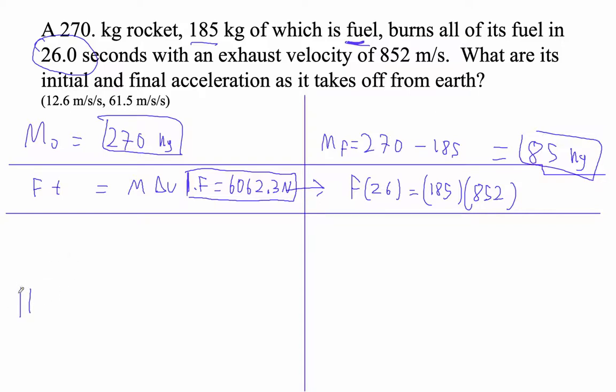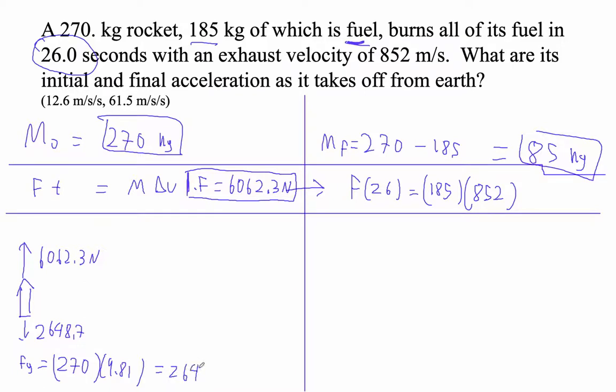So here's our rocket. We've got 6062.3 newtons up. The force of gravity is going to be, what's the mass? The mass is 270. So 270 times 9.81. That's 2648.7, right? So that's 2648.7 newtons. And now I'm set.